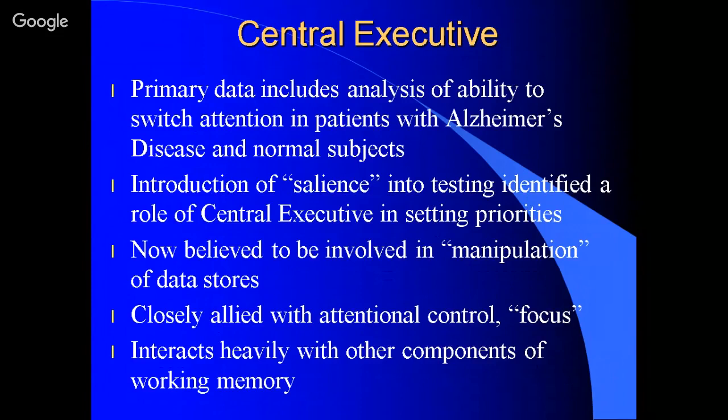In the central executive, the important thing about the primary data that the psychologists use is the ability to switch attention. And that's a problem. They talk about Alzheimer's. Believe me, there are a lot of people who have difficulty. In many ways, this is the hardest thing in the world to do, to switch your attention and your mindset from one thing to another. When you talk about multitasking, it's interesting to think about this. Are you really doing two things at once, or are you switching back and forth very quickly between two things? So your ability to do that is involved in this central executive idea.